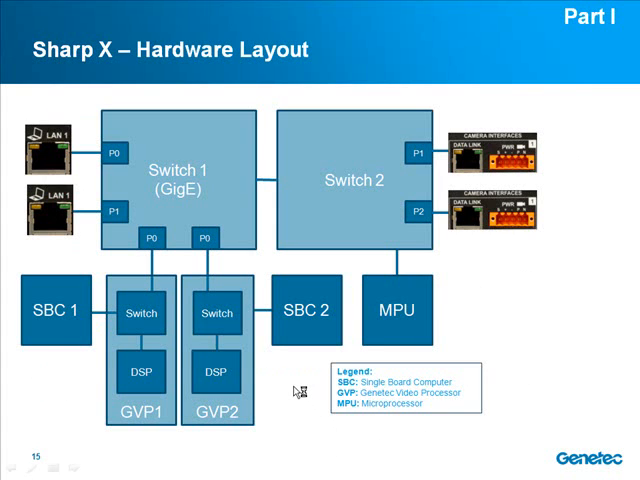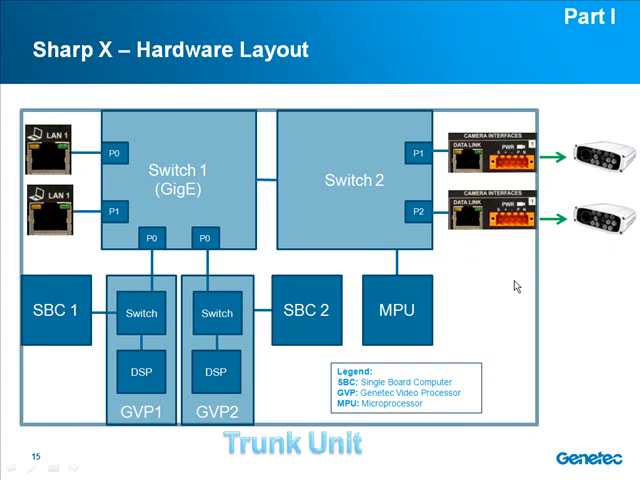So if we take a look at the processing unit, we can see that we have two single board computers and two digital signal processors here. That's one per camera, as well as the microprocessor unit. And these are all connected through switches that are accessible via LAN ports for your laptop or tablet. And we also have the camera interface ports here as well. Now this whole diagram here is contained in the main processing unit, which we usually refer to as the trunk unit because of its most common location.